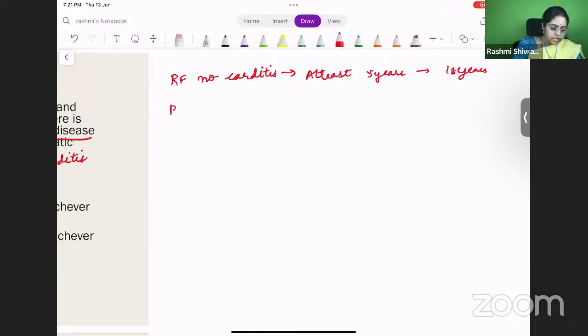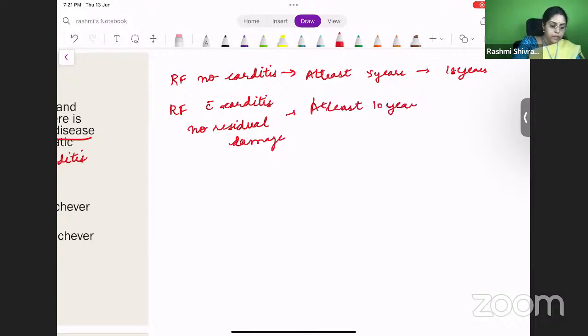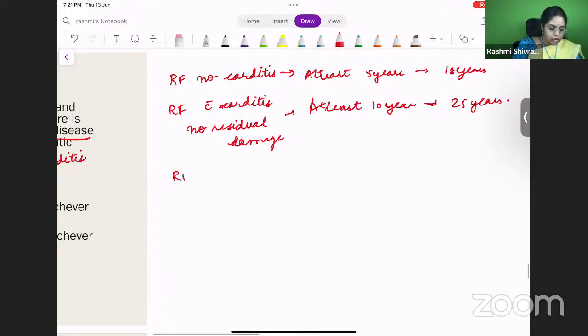If the patient is having rheumatic fever with carditis but no residual damage, that means no residual valvular lesion, then the patient should be given prophylaxis for at least 10 years or until 25 years of age, whichever is longer. The prophylaxis becomes longer. If the patient is having rheumatic fever with carditis and rheumatic heart disease with valvular lesions later, what should you do?